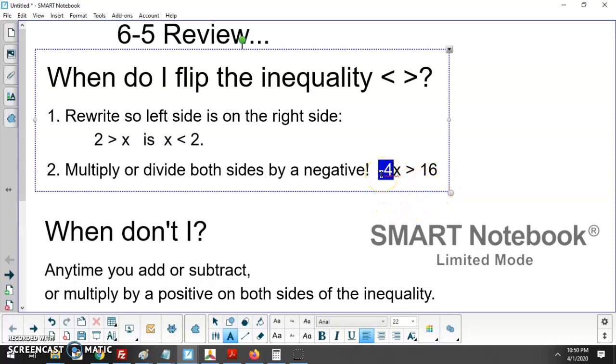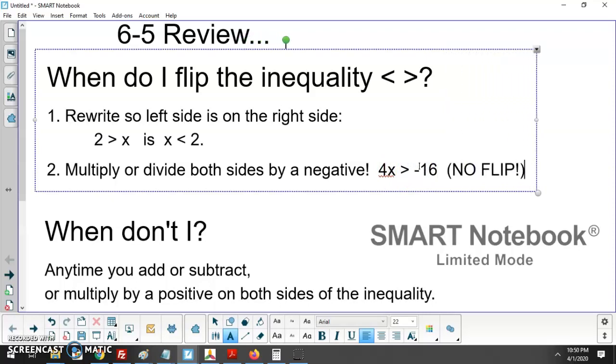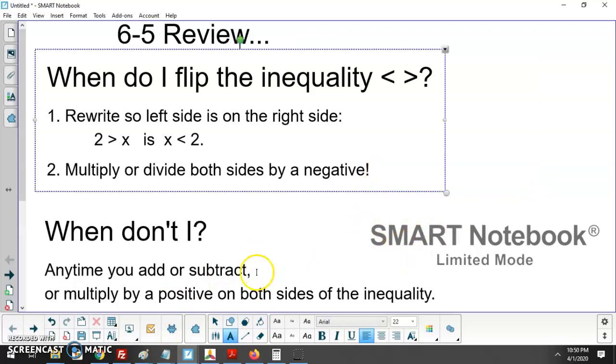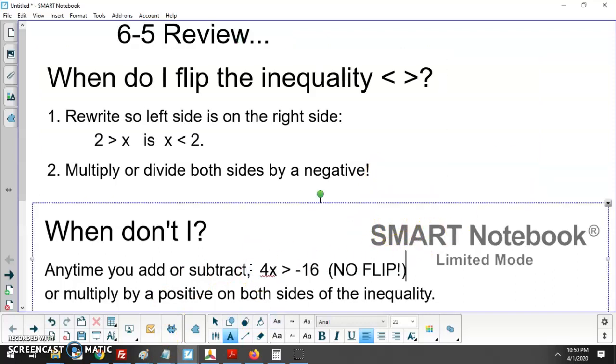All right, so if it was 4x is greater than negative 16, no flip in this case, because the negative is on the other side, and to solve this one, you would divide by positive 4, okay? So this would be a no flip case. And you don't flip when you're adding or subtracting either, or multiplying and dividing both sides by a positive. So this is a very important thing to make sure you keep straight and look back at when you're confused.